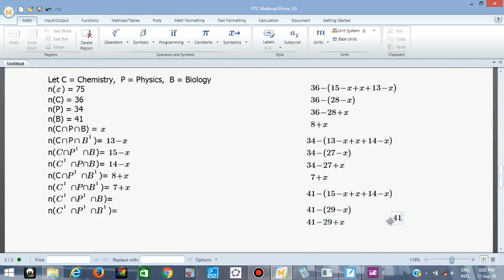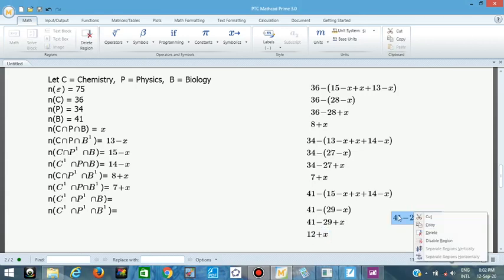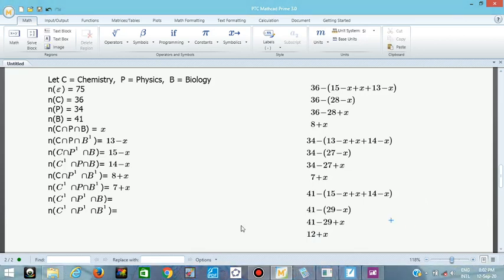Let me just do it fast here. 41 minus 29 is going to be equal to 12. So your final result here is 12 plus x. So that is what you are going to write here. That's what you are going to write in this place, which is here, 12 plus x.